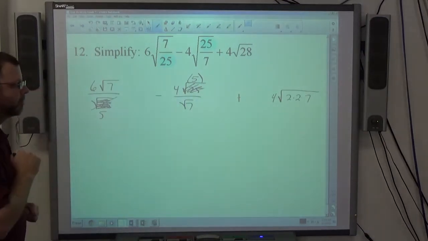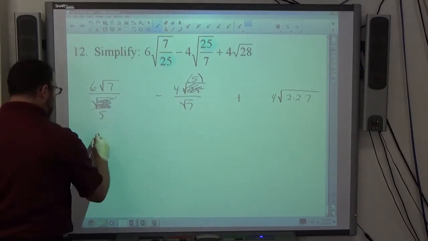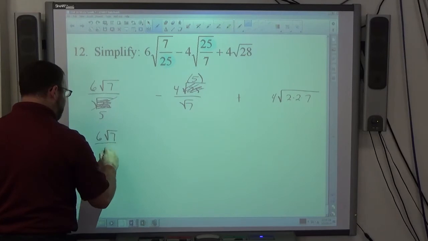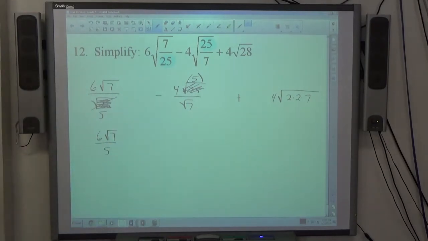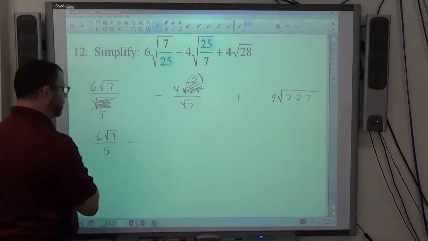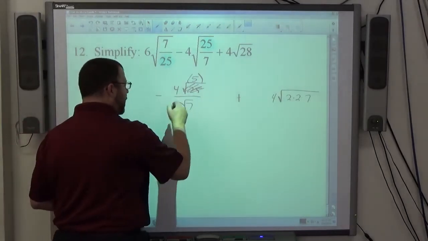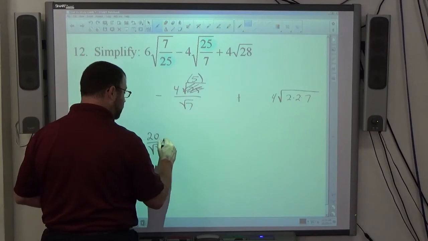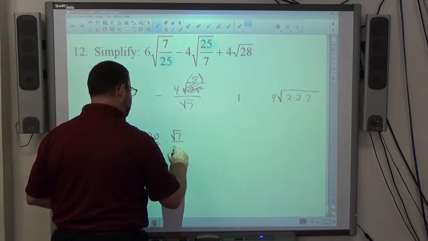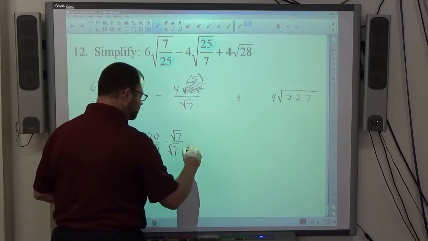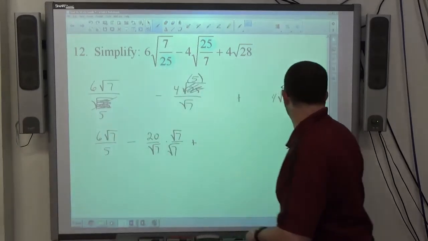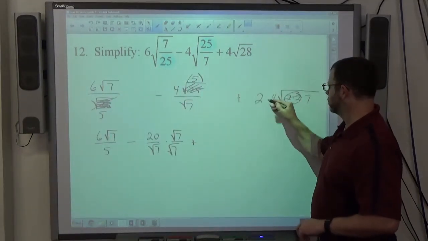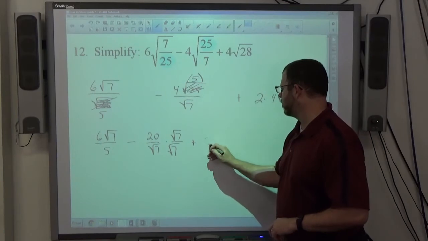Take it. Alright, so if I do that, I end up with 6 times the square root of 7 over 5. I don't have to fix that, it's already in good shape. I'm not even going to leave a gap because I don't have to fix it. Here, I got 20 over the square root of 7. This I do have to fix. I got a square root in the bottom. So I'm going to multiply by the square root of 7 over the square root of 7. That'll fix that. And then here, I can go ahead and take my 2's out. So I'm going to get plus 8 times the square root of 7.